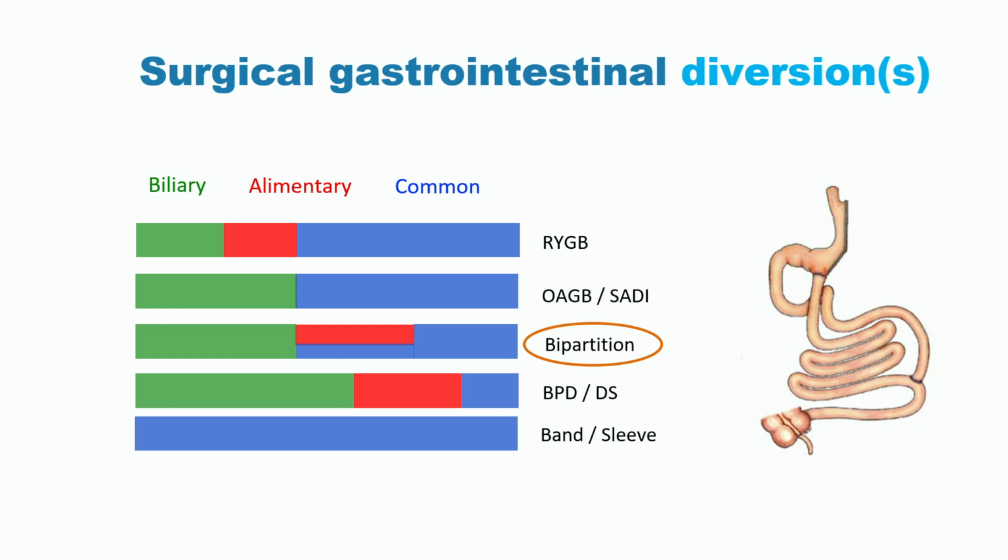Some of them, you just do nothing, like the band of the sleeve. You just do a little bit of stomach, but you don't do anything to the intestine. But the other, you always do the same. You have an alimentary limb, a common limb. Sometimes you don't have an alimentary limb. And there's this new bipartition.